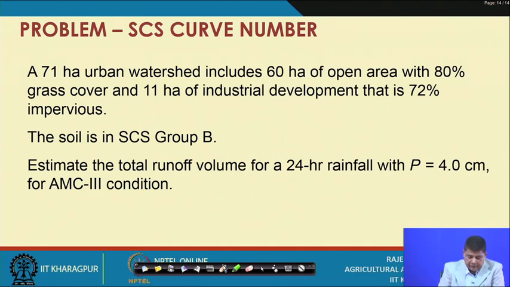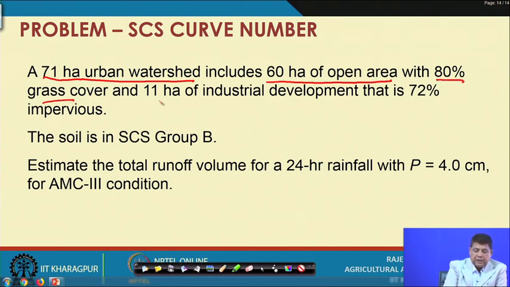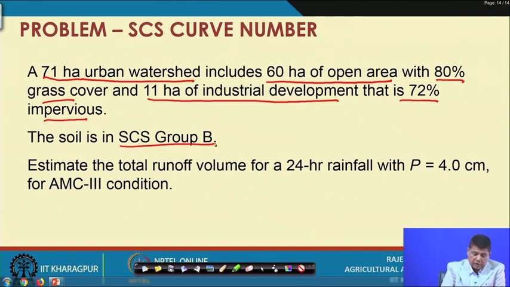So, we have a problem where we have a 71 hectare urban watershed that includes 60 hectares of an area with 80% grass cover, and 11 hectares of industrial development, that is 72% impervious. The soil is in the SCS group B, the soil hydrologic group is B. Estimate the total runoff volume for a 24-hour rainfall where P equals 4 centimeters for AMC3 conditions. So, rainfall is given and the AMC condition is also described.